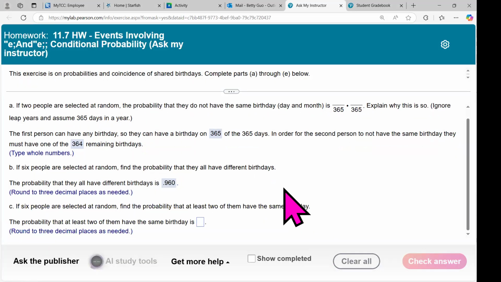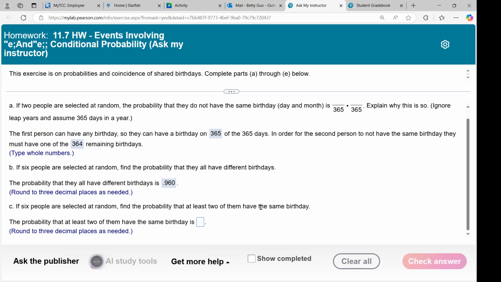Right? Part C. If 6 people are selected at random, find the probability that at least 2 of them have the same birthday. At least 2 of them having the same birthday is a very complicated situation. It could be exactly 2 people have the same birthday, or exactly 3, or exactly 4, and so on. And if exactly 2 people have the same birthday, the 2 people could be the first 2, or any 2 people of the 6, right?